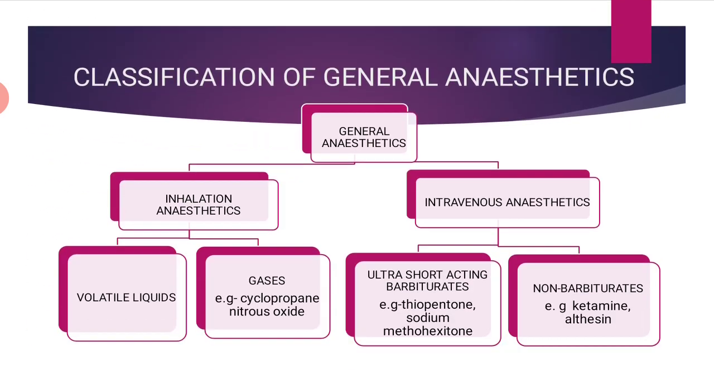Next we have to see the classification of general anesthetics. General anesthetics are divided into two types: inhalation anesthetics, means they are the volatile agents, and intravenous anesthetics, they are the non-volatile agents. These inhalation anesthetics are again divided into two parts. First is the volatile liquid and second is gaseous. The examples of gaseous are cyclopropane and nitrous oxide. And the intravenous anesthetics are divided into again two types.